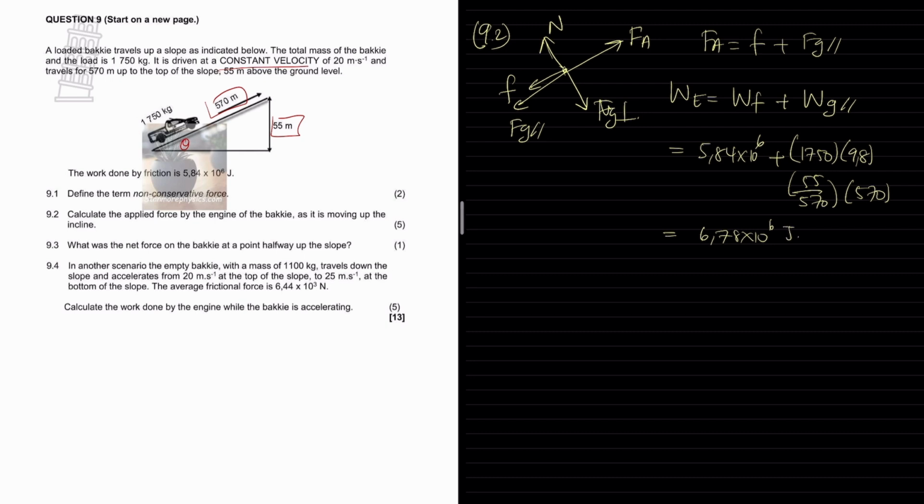Now they want the force. So the work done by the engine is going to equal the force times delta x. So 6.78 times 10 to the 6 is equal to the force times 570. Now you divide by 570, the force is equal to 11,900.44 newtons.